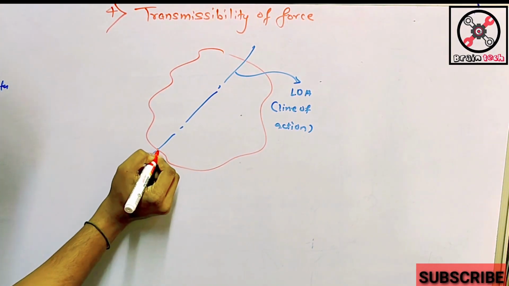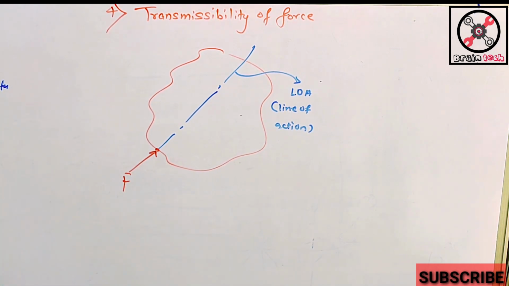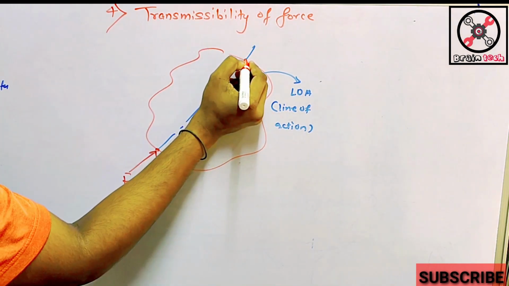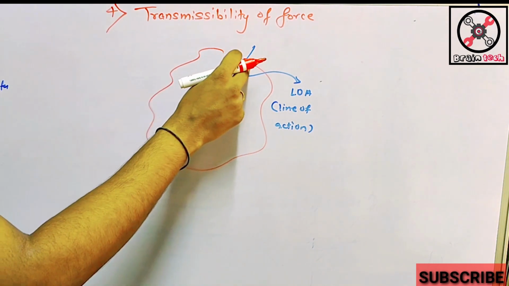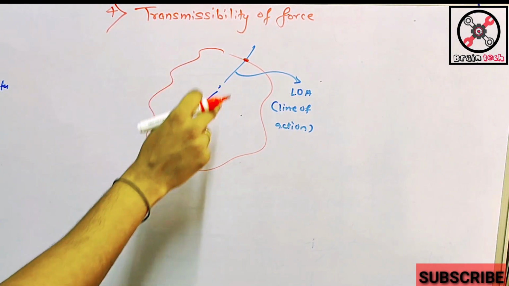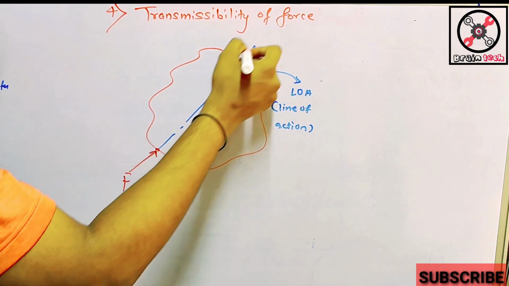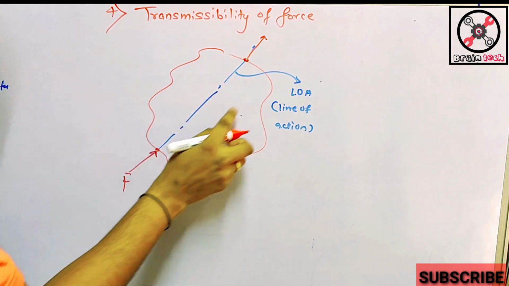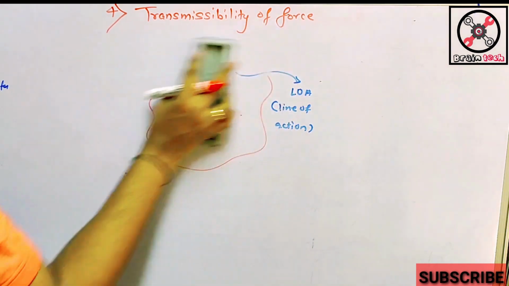So, on this point is your actual force, that is F. If you want to transfer the force from one point to another point, you can transfer only through the line of action. So if this is the force and this is the line of action, you can transfer it here. You cannot transfer it anywhere on this surface.